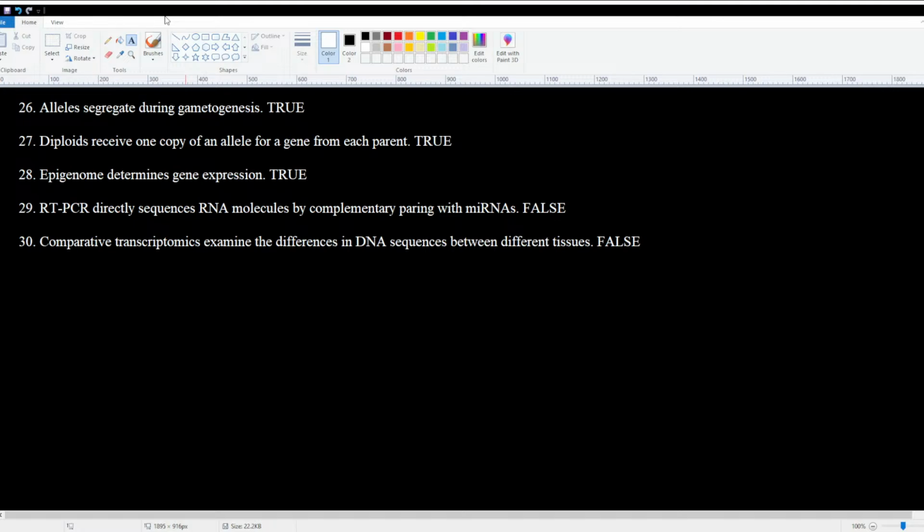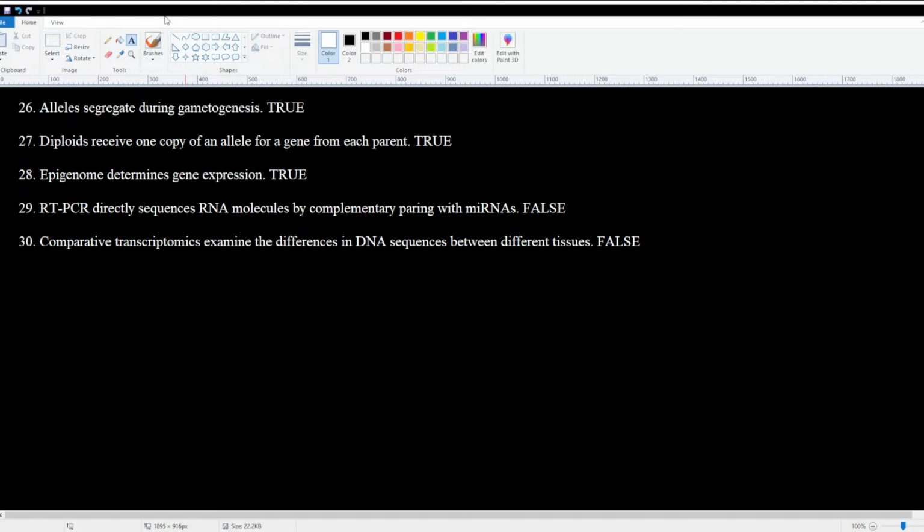Number 30, comparative transcriptomics examines the difference in DNA sequences between different tissues. I guess that one's false. I really haven't heard of that one. I'm afraid that one's you're just going to have to research on your own because I'm getting quite tired here. That one's just false. Comparative transcriptomics, I would look into that a little bit. I don't think it's going to be super present on your exam.